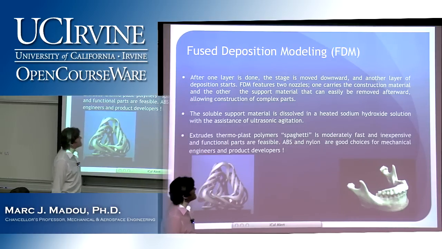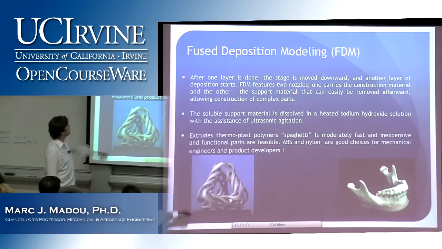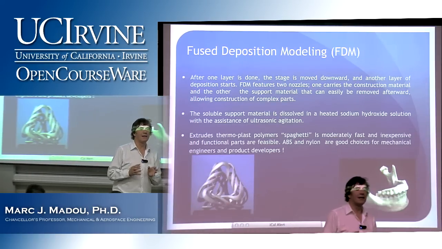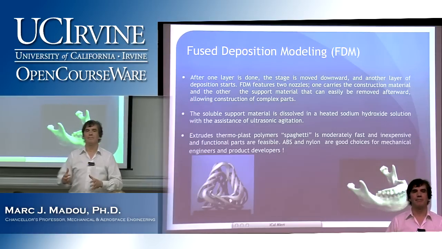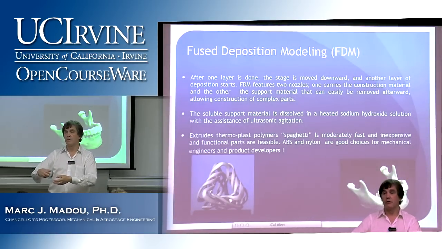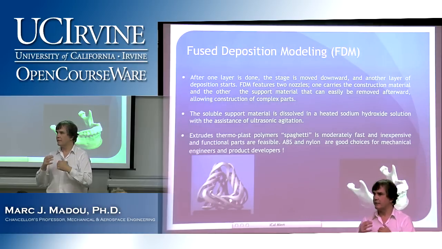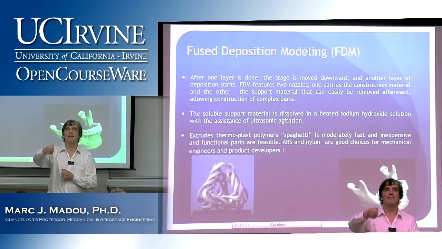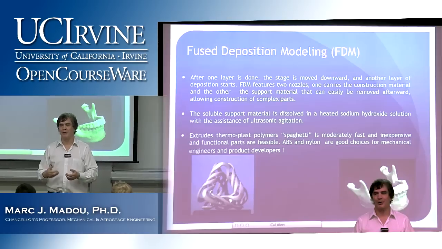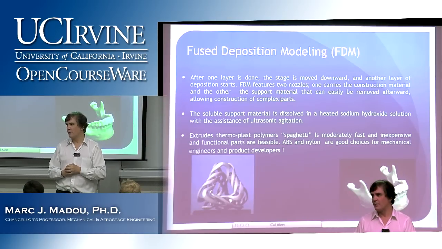It's moderately fast, inexpensive, and functional parts are feasible. Be careful. When I say functional, what that means is this. This used to be done all the time: people would have a new race car, and they would make a small prototype. But more and more, we are trying to make functional products out of this. That means it actually works. Take my bottle opener, right? If it's a prototype, it'll break. If it's a functional product, it opens the bottle, right?